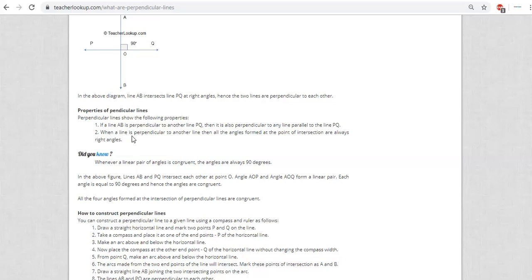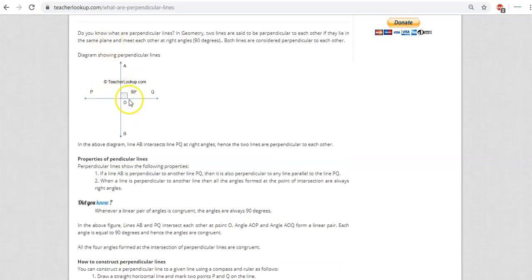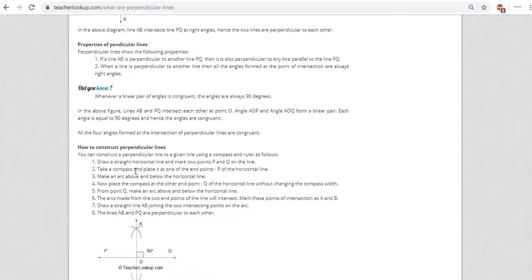So, properties of perpendicular lines. If line AB is perpendicular to another line PQ, then it is also perpendicular to any line parallel to PQ. And the second point is, when a line is perpendicular to another line, then all angles formed at the point of intersection are always right angles. So as you can see, they're always at right angles. And did you know, whenever a linear pair of angles is congruent, the angles are always 90 degrees.